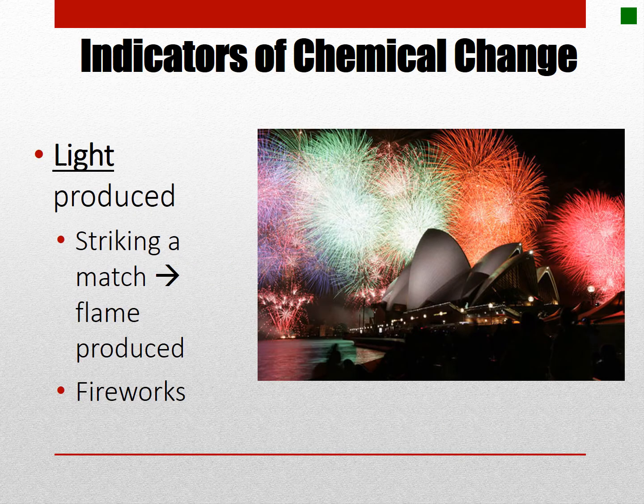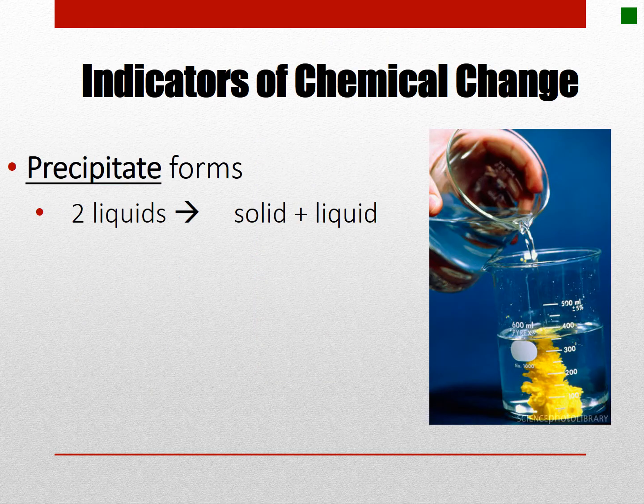Light being produced. So if I see light coming out of it, such as striking a match or a flame or fireworks, that is another sign of a chemical change. Here is the precipitate reaction that I was talking about. So a precipitate is a solid, once again, but when you combine two liquids and you get a solid and the liquid, your focus is on the solid, that would be the precipitate.